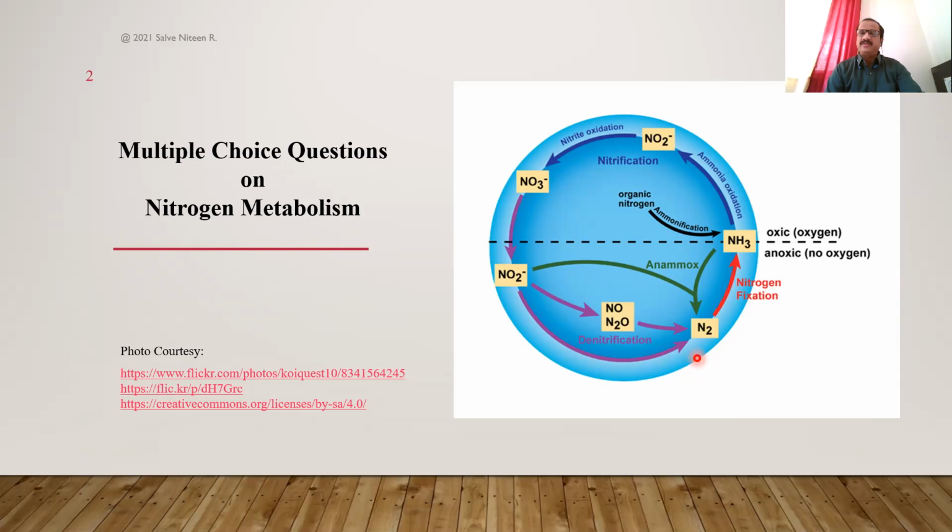Then one more process is there, in which there is direct oxidation of ammonia with the help of NO2, which forms nitrogen, and it is called anammox. So with the help of these processes, nitrogen fixation, nitrification, nitrogen assimilation, ammonification, denitrification, and anammox, we are going to discuss some multiple choice questions on this nitrogen metabolism.